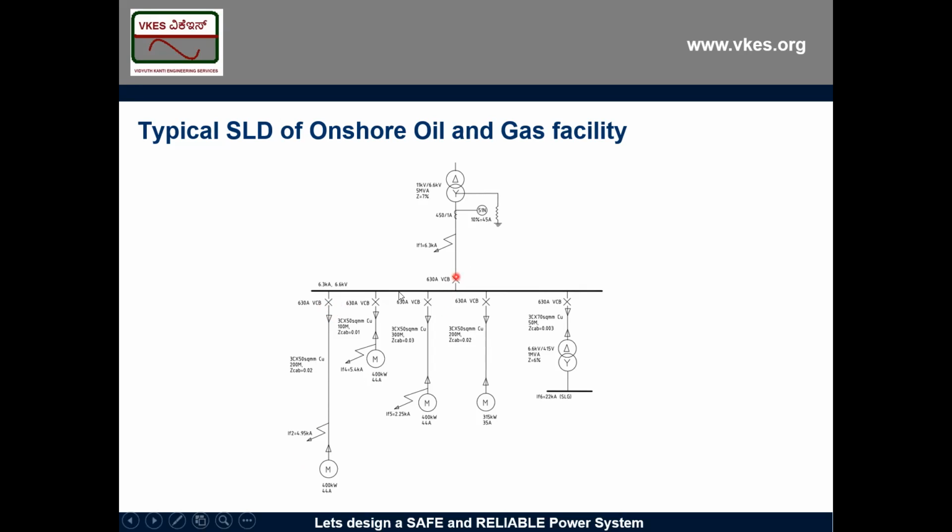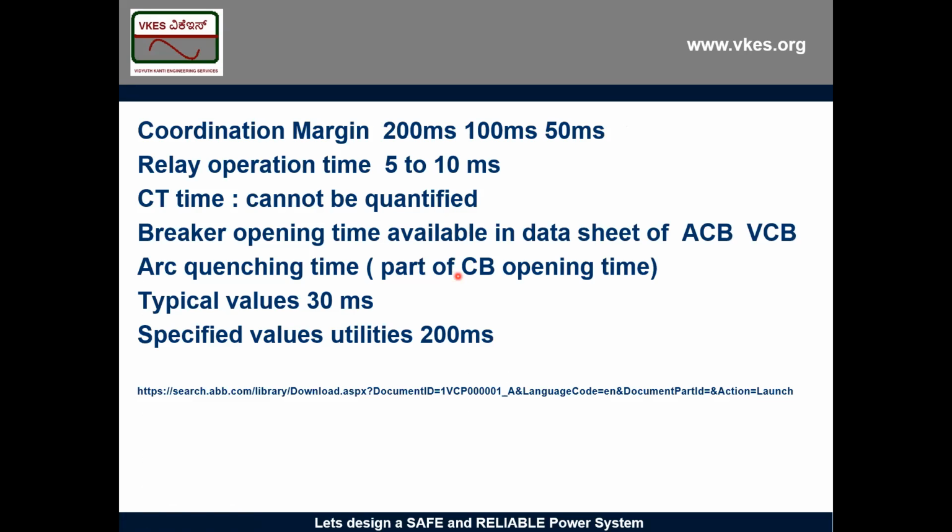Otherwise, if there is a fault and both relays operate at the same time, what will happen? This one is okay. But if the incomer operates, the power to the entire factory, the entire facility, is gone, right? So in this incomer, I will set a deliberate delay. Now this delay is called coordination margin. That coordination margin, the delay, can be 200 milliseconds, 100 milliseconds, or 50 milliseconds.